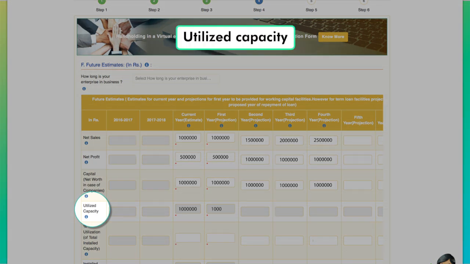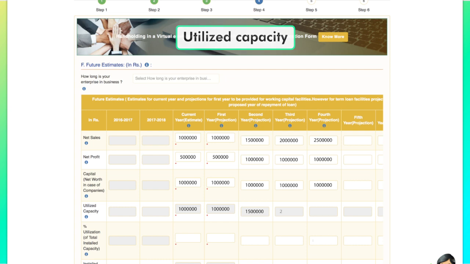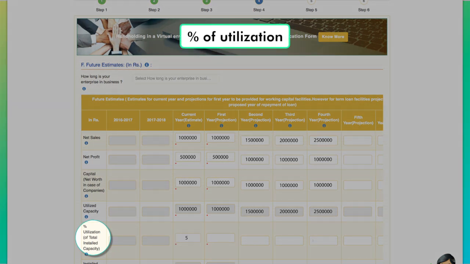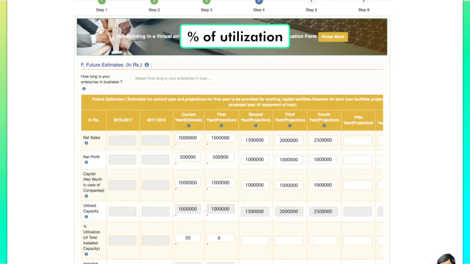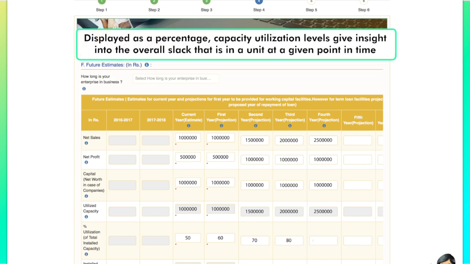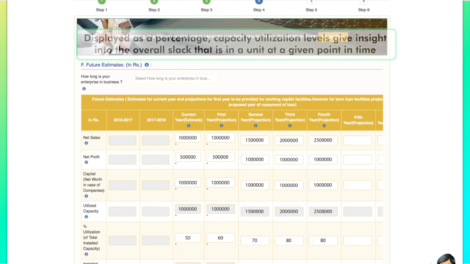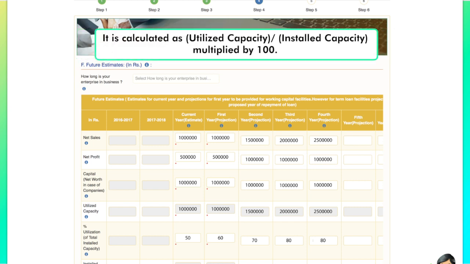Utilized capacity is the actual level of output of a unit. The capacity utilization rate measures the proportion of potential economic output that is actually realized. Displayed as a percentage, capacity utilization levels give insight into the overall slack that is in a unit at a given point in time. It is calculated as utilized capacity over installed capacity multiplied by 100.